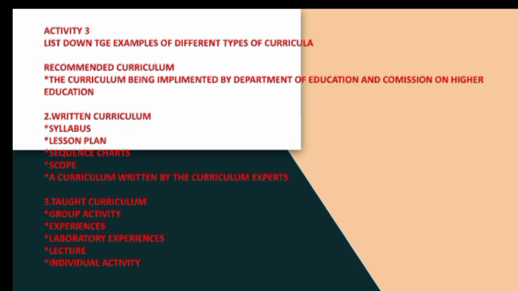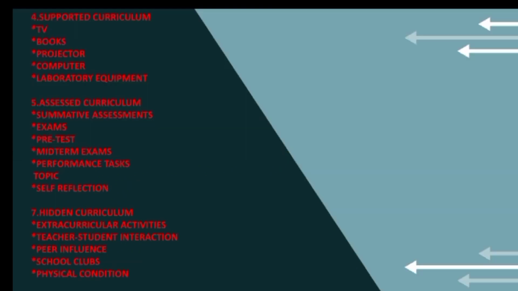Next, we have the taught curriculum. In taught curriculum, we have the group activity, experiences, laboratory experiences, lecture, and individual activity. Fourth, we have supported curriculum. In supported curriculum, we have TV, books, projector, computer, and laboratory equipment. Fifth, we have assessed curriculum. In assessed curriculum, we have summative assessments, exams, pretest, midterm exams, performance task, and self-reflection.